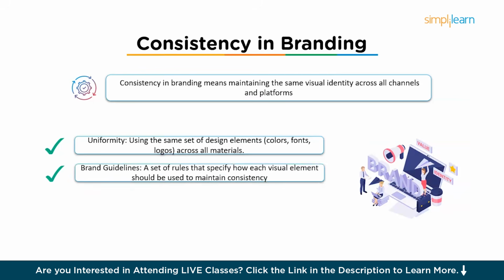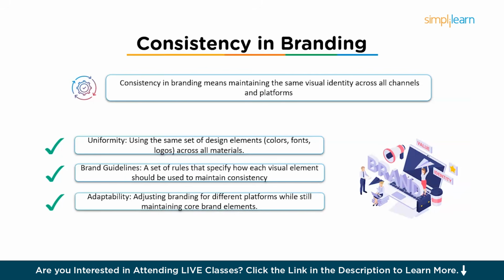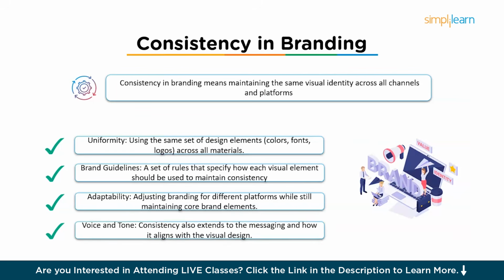Then we have brand guidelines. So a set of rules that specify how each visual element should be used to maintain the consistency. Then we have adaptability, adjusting branding for different platforms such as social media, print and websites while still maintaining core brand elements. Then we have voice and tone. So consistency also extends to the messaging and how it aligns with the visual design.